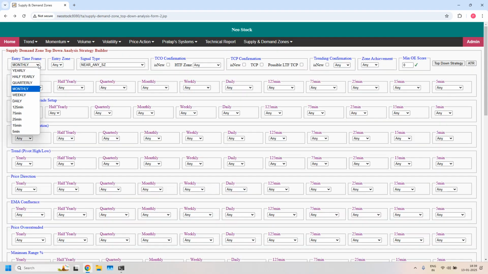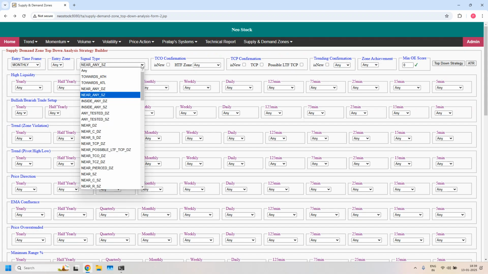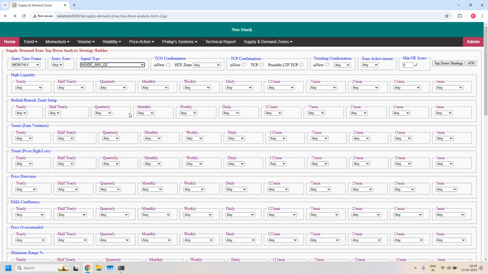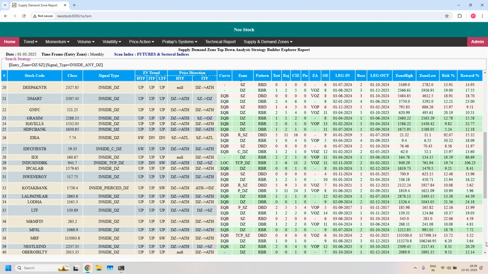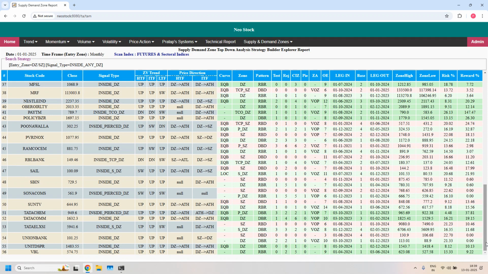Next, monthly time frame. Price closed inside the monthly demand zone. We got a big list. First 20 stocks in the list. I am scrolling the list down. So total 56 stocks. Price closed inside the monthly demand zone.